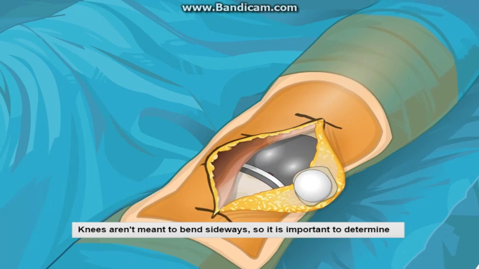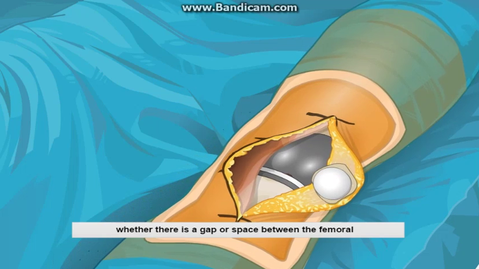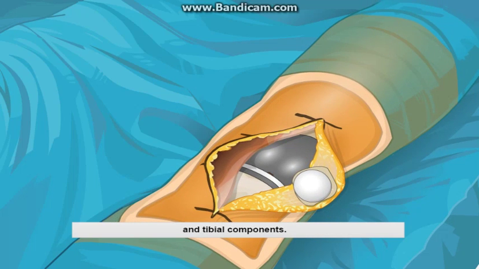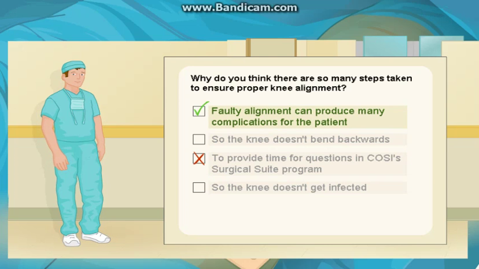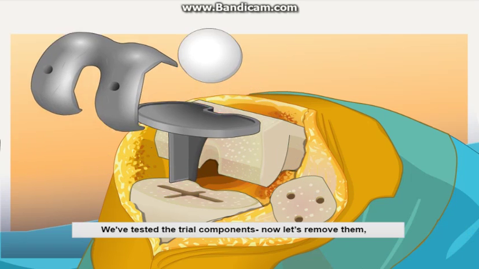So it's important to determine whether there is a gap or space between the femoral and tibial components. There's no noticeable gap, so this knee is a good fit. Why do you think there are so many steps taken to ensure proper alignment? Great. We've tested the trial components.